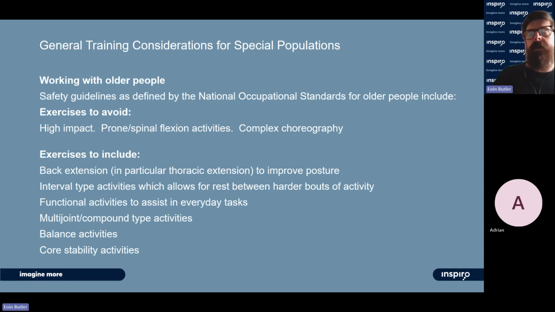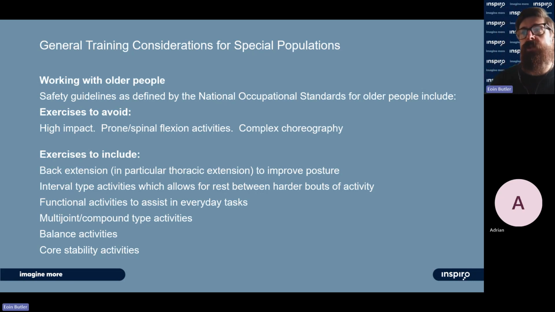And then also including complex choreography. So we think about there's a reduced processing time of information. So if we get them to do complex choreography, to try to process that and physically do it can be difficult. But again, we look at an individual basis. If it's something that they've done quite regularly, continue it. If it's something that they haven't done, maybe start off nice and simple and then gradually progress it as you move along. Include back extension, in particular thoracic extension, to improve posture, as we mentioned with the kyphotic posture.